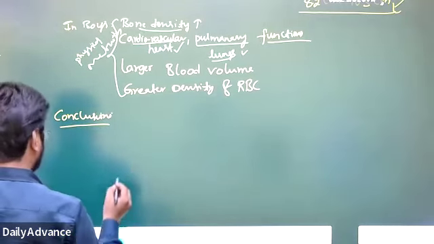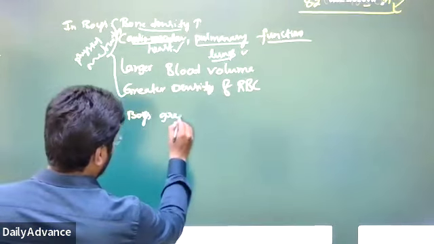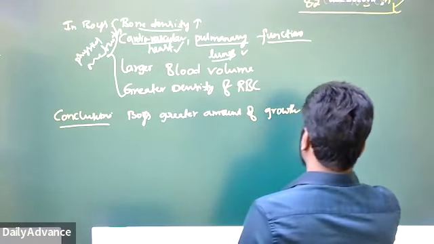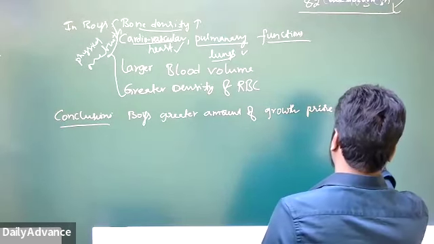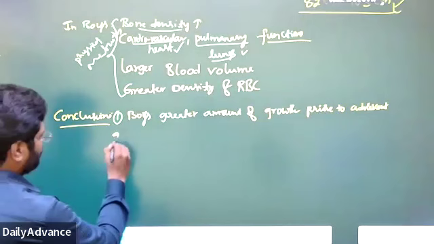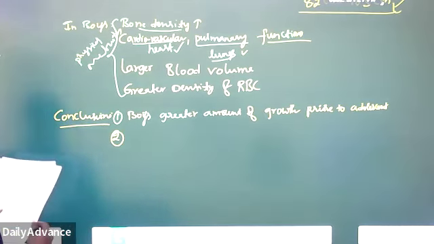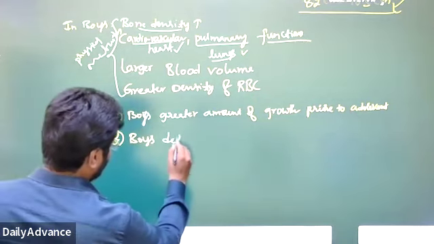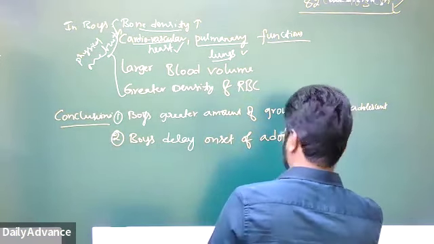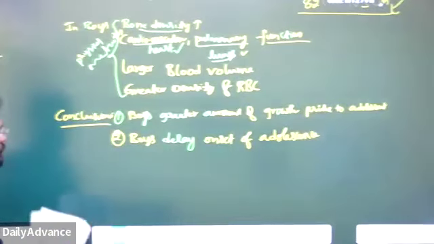Boys have a greater amount of growth prior to adolescence, that means in late childhood. In late childhood, boys are taller than the girls. Once adolescence starts, boys delay onset of adolescence. So first girls reach adolescence, and boys start later, followed by the girls. That is the second conclusion.